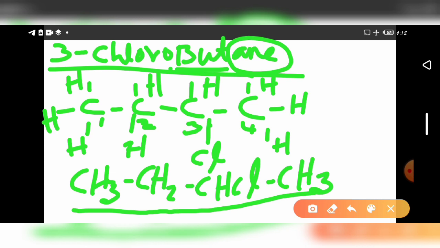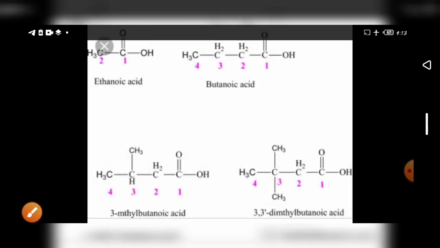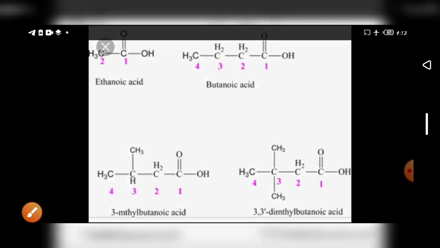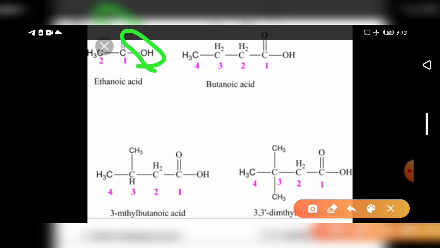So whether they give the name or the formula, you have to write the formula as well as the name. It is a very easy method. Okay, next, see here they gave ethanoic acid. How do they name that compound? See here, this is the first carbon, because the functional group, this OH, that is this functional group will be presented here.